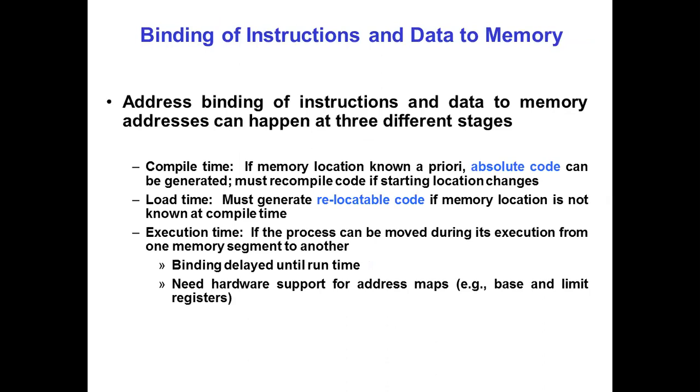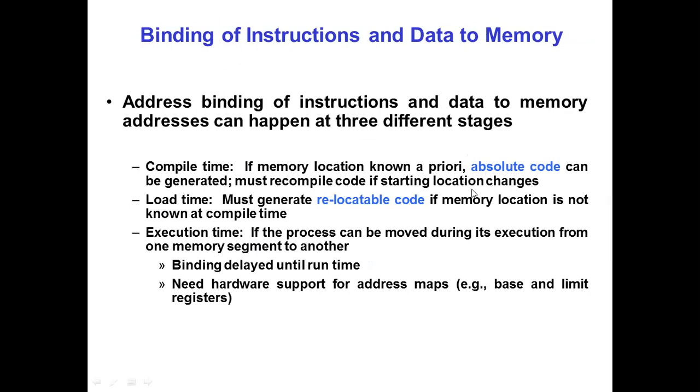Now there is a number of bindings of instructions and data to memory. One is compile time, which you are already aware of, then load time. At compile time, if the memory location is known a priori, absolute code can be generated. So during the compile time we will get the absolute code. We must recompile the code if the starting location changes.